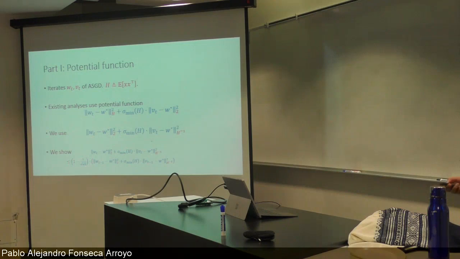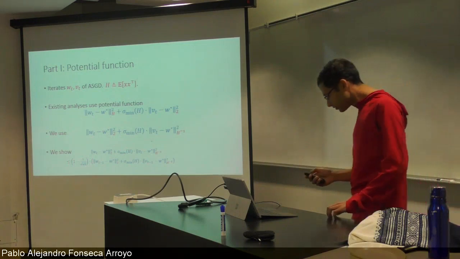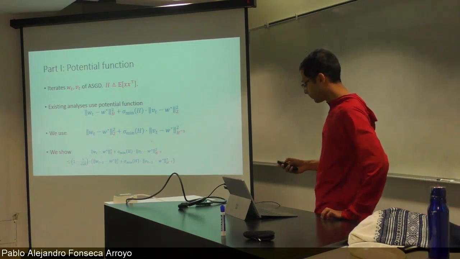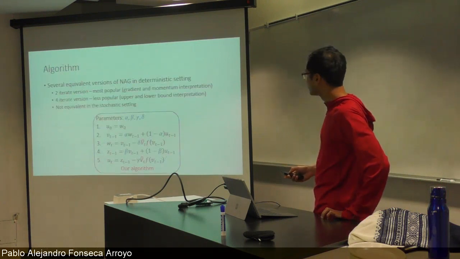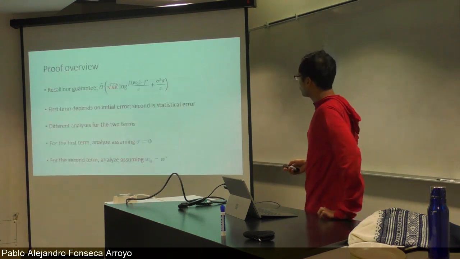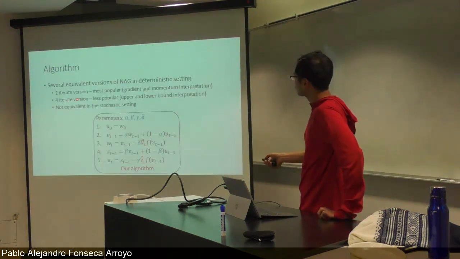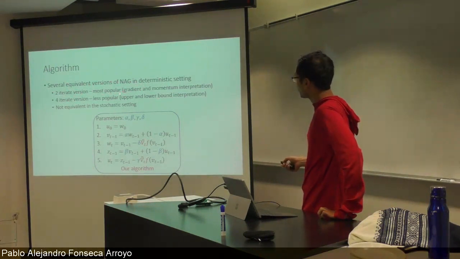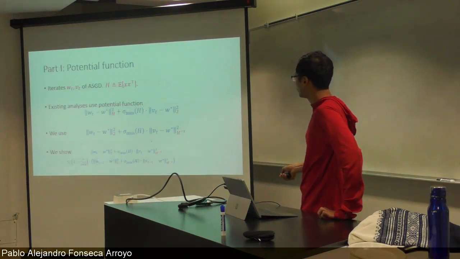Okay. So you said they're not equivalent, right? Why did you say the same one is using the norm 2 for the first term and norm h minus 1? Oh, okay. So there are different analyses also. This 2-iterate version has a different analysis based on a gradient and momentum interpretation, and this 4-iterate upper and lower bound interpretation is basically what gives you this kind of potential function analysis.